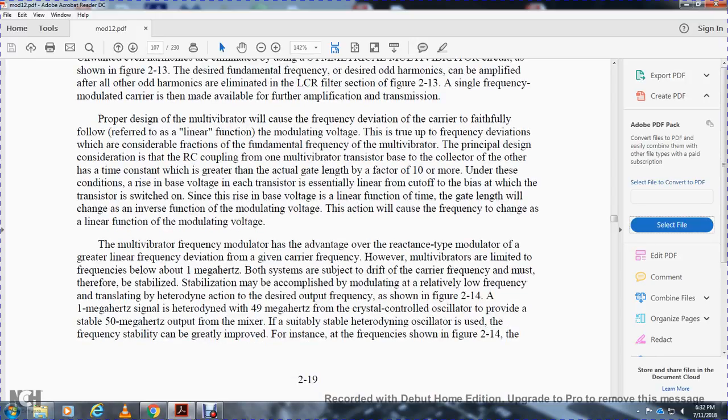or transmission. The proper design of the multivibrator will make the frequency deviation of the carrier faithfully follow a linear function of the modulator voltage, up to a frequency deviation which is a considerable fraction of the fundamental frequency of the multivibrator.